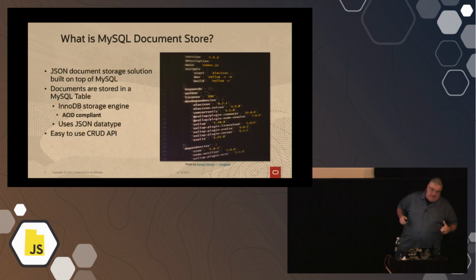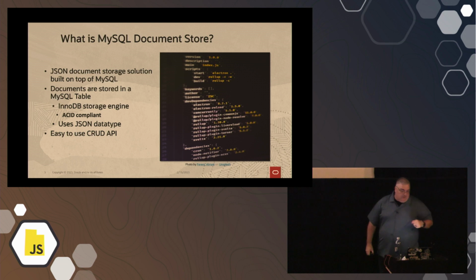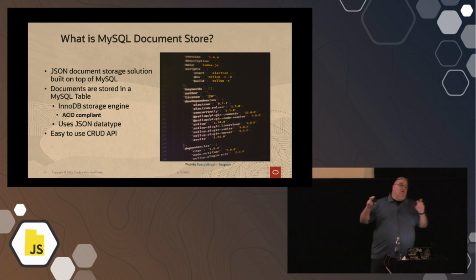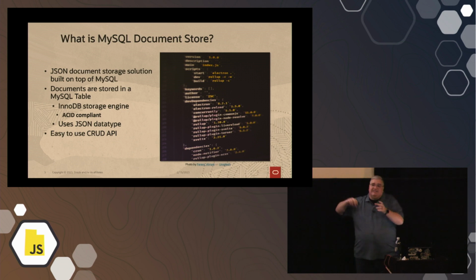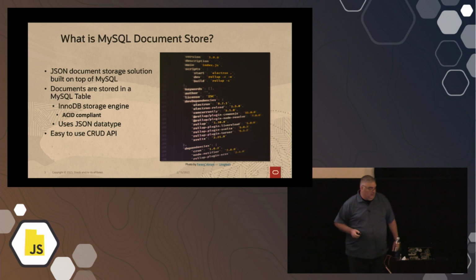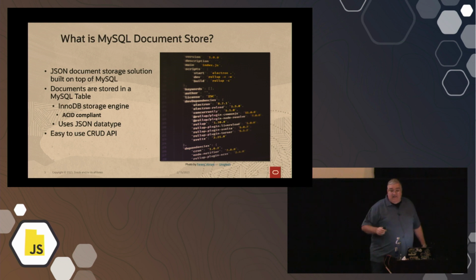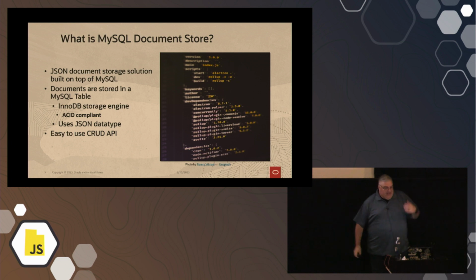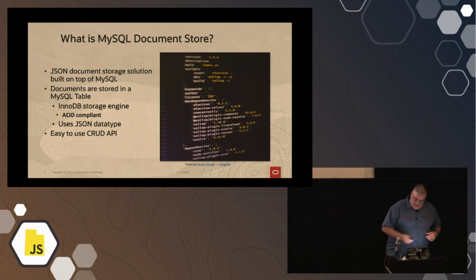So what is MySQL Document Store? It is a JSON document storage solution that is built on top of MySQL. So it's technically not a NoSQL, it's NoSQL for the developer, but SQL still is executed. The documents are stored in a MySQL table using the InnoDB storage engine. Because of that, MySQL Document Store is fully ACID compliant. It uses the native JSON data type in MySQL to store the JSON documents. And like the other NoSQL solutions out there, it has an easy-to-use basic CRUD API for storing, retrieving, updating, and deleting documents.